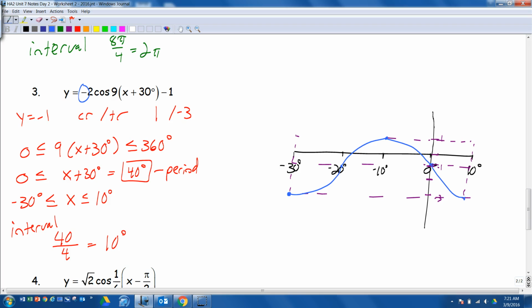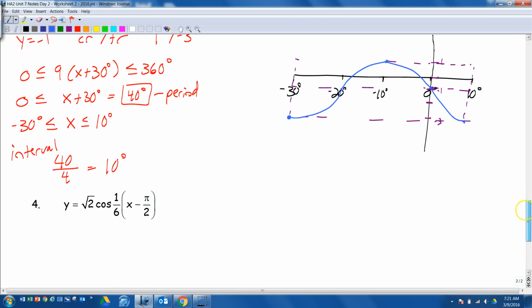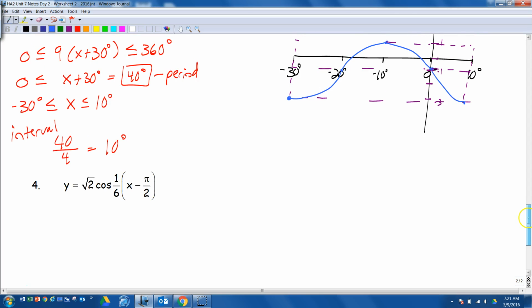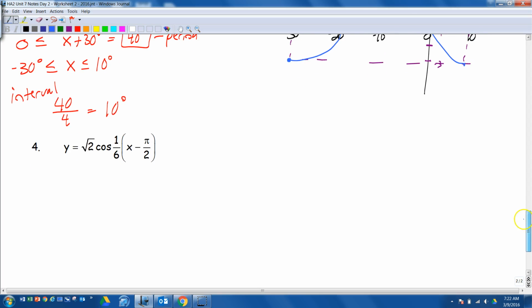All right, we got one more. Notice how number 4 has no plus or minus at the end, which means that the node, the center line, is at y equals 0. So there's no shift, which means the crest and trough is just the amplitude. It's going to go up to root 2 and it's going to go down to negative root 2 because there's no vertical shift.